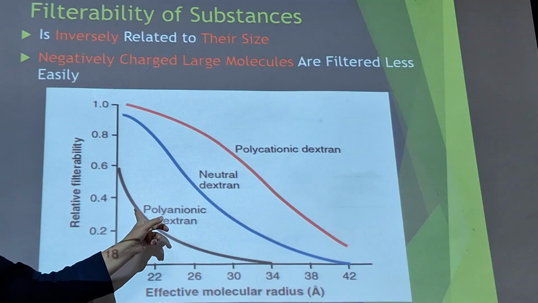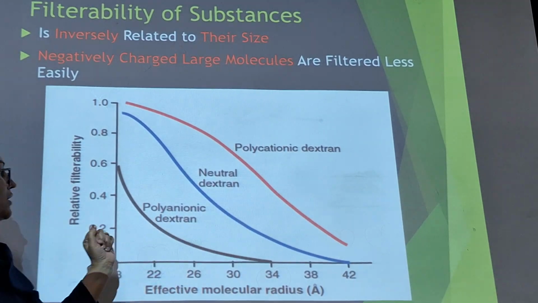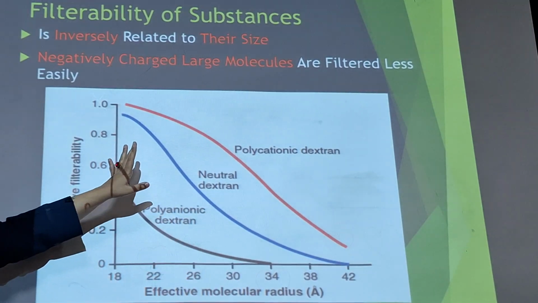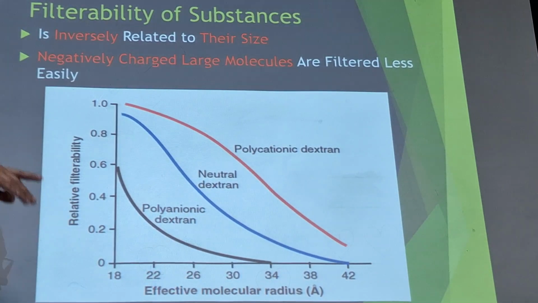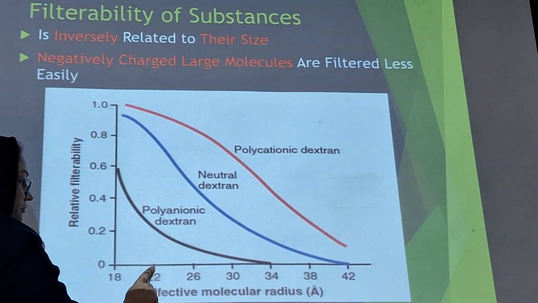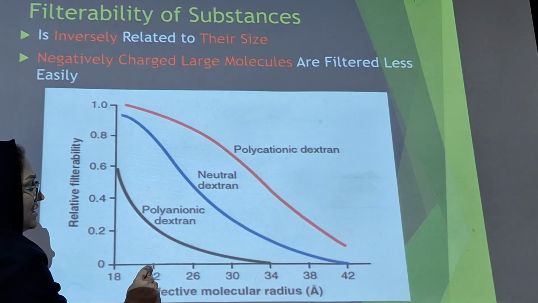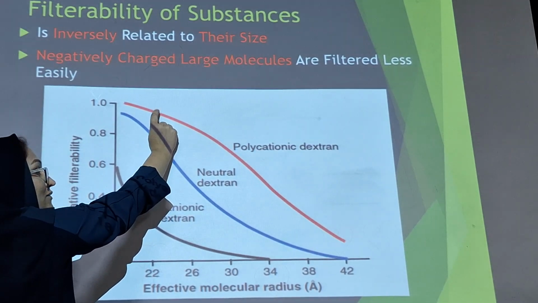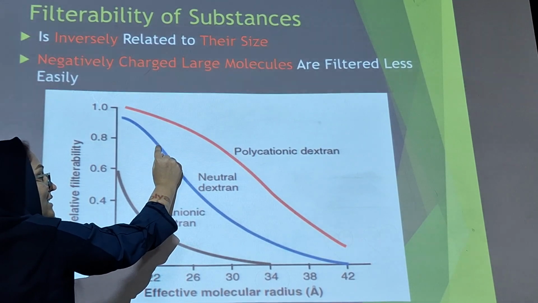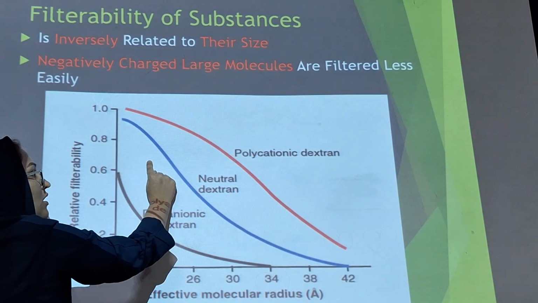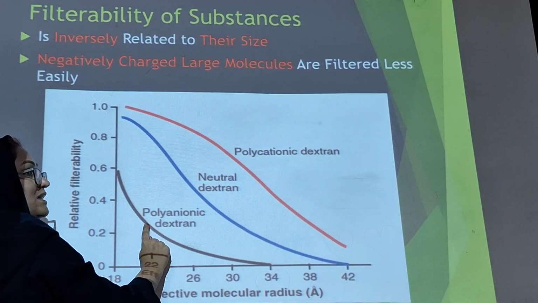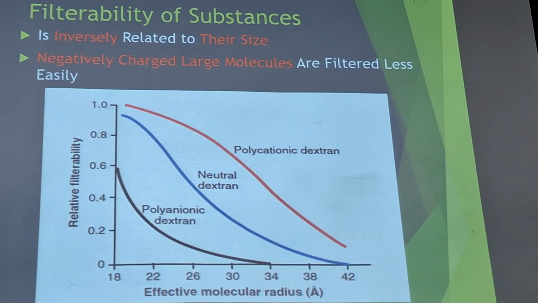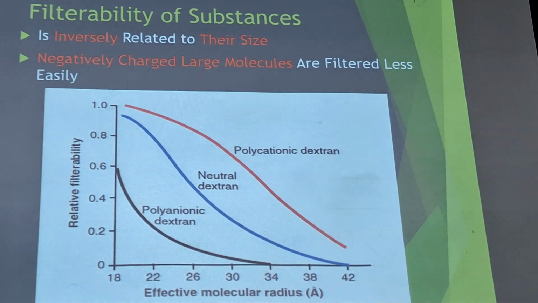Pay attention here. Polyanionic dextran. As you can see, with size, filterability decreases. But again, at any given size, for example at this size, the filterability for positive charges is greater than for neutral molecules. This is the effect of charge. Got it?